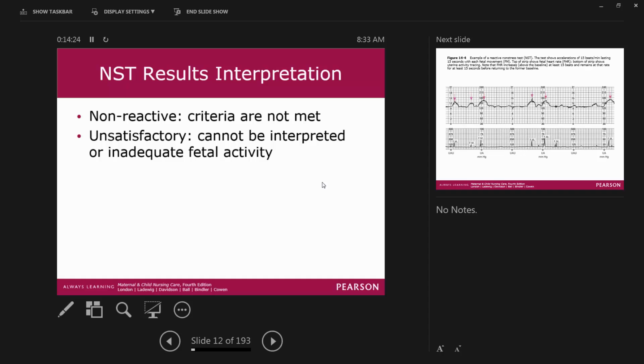If you can't get the baby to move to be able to interpret the test, then it's not necessarily a fail, although that's what you're kind of thinking, because if I can't get this baby to move, then maybe something's wrong, because sick babies don't move, okay?